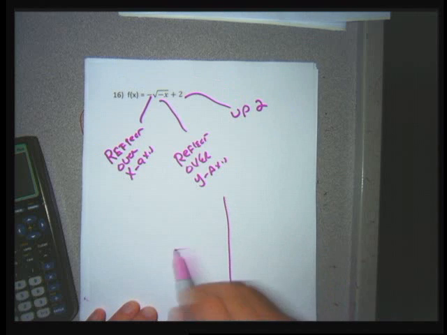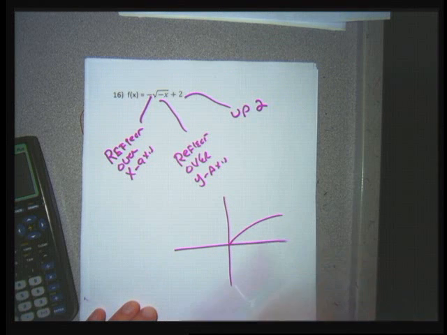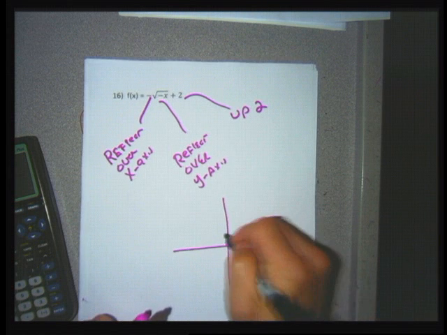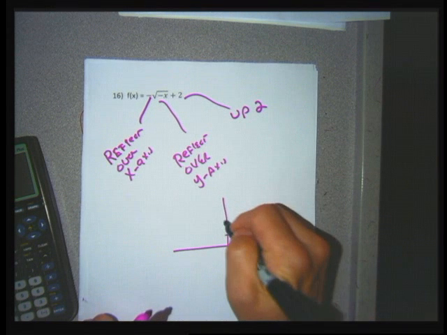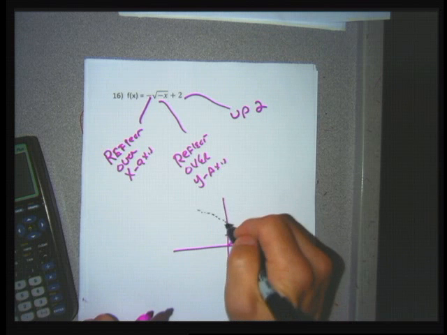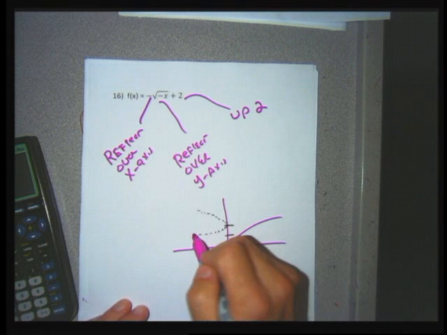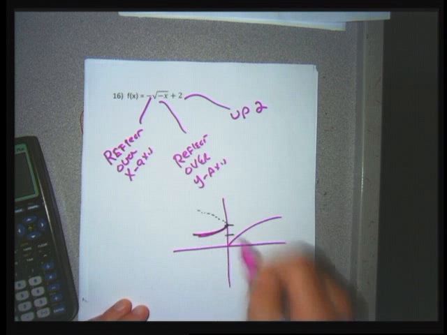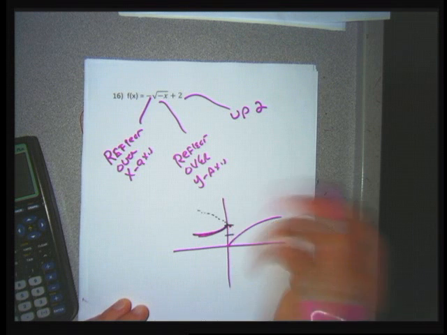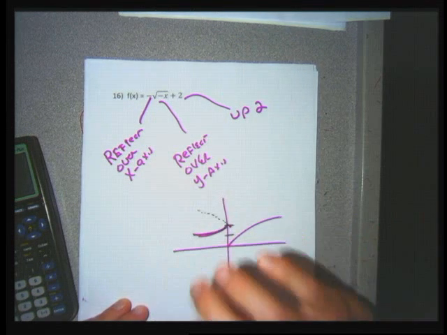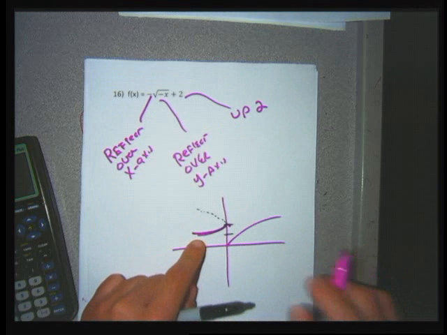So in general, I'd have a square root of x that would look like this. I need it moved up 2, reflected over the y-axis, and then flipped over. The graph that my calculator gives me, I think, is going to be this, because it's moved up 2, flipped over the y-axis and flipped over the x-axis. That's probably what I'm going to get.